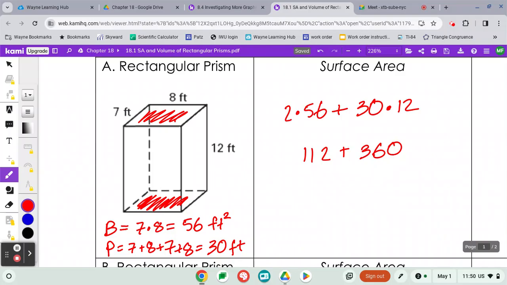We add them together. The last step then, so 472, don't leave it by itself, right? Let's label it. And what did we say? If it's surface area, it is always squared, okay? Now, in this case, it is feet, but it's feet squared, okay?